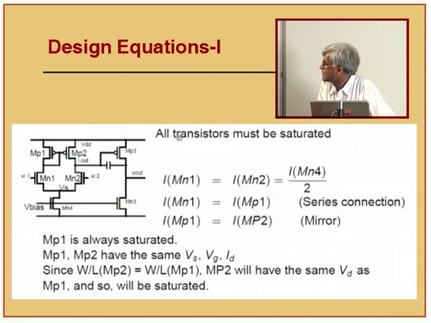But now we must worry about the bias. Okay? So, this is a slightly delicate argument. And I will just go through this. The rest is straightforward. We will just derive those values. Okay? So let us see this very carefully. First, look at this transistor.